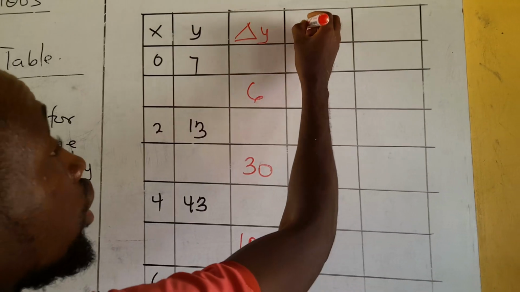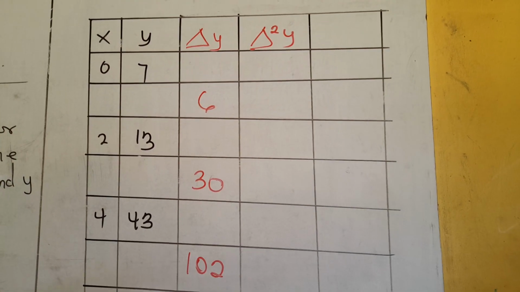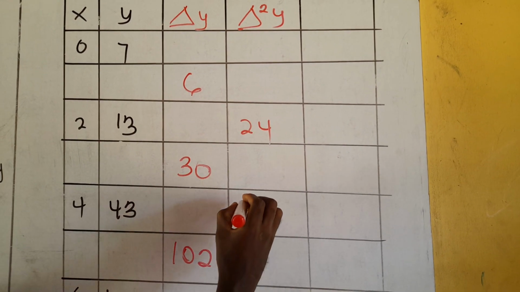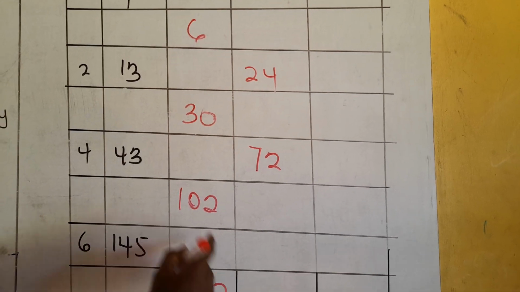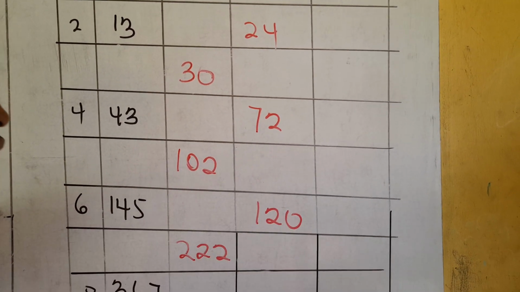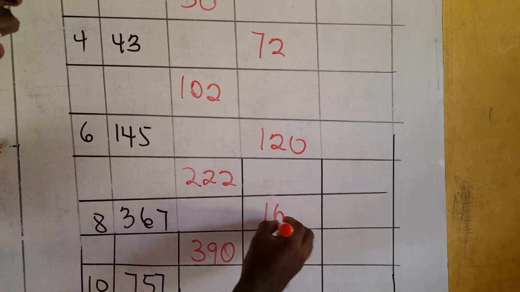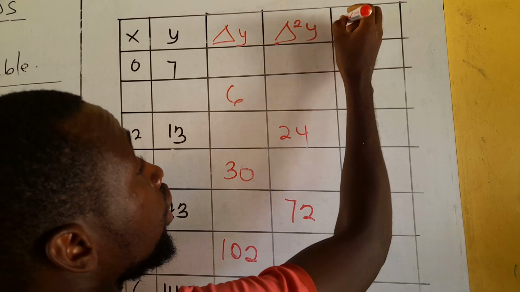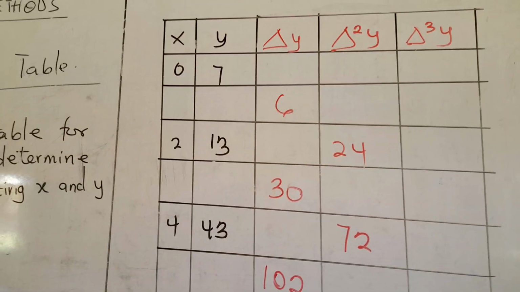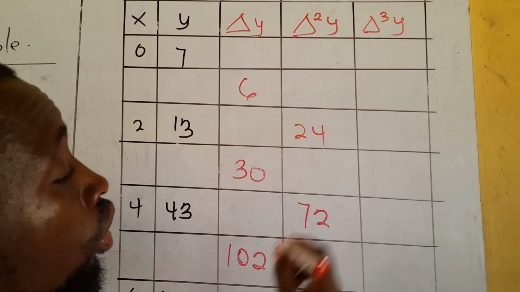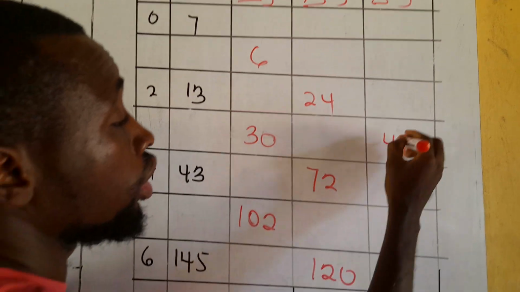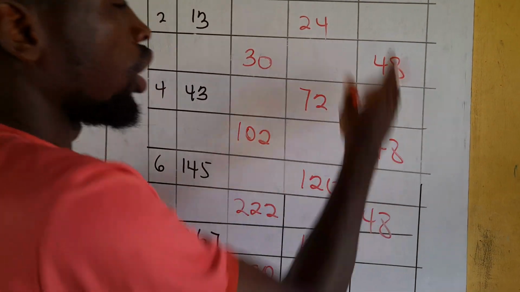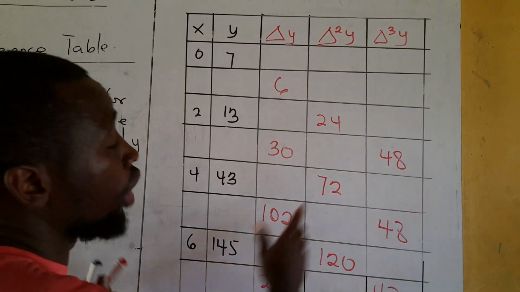So the second difference, which is del square y, will be 30 minus 6, that will be 24. Then 102 minus 30, that will be 72. Then 222 minus 102, that will be 120. Then 390 minus 222, that will be 168. So you can see that the second difference too does not produce a constant. So we find the third difference, which is del cube y. 72 minus 24 gives us 48. 120 minus 72 gives us 48. 168 minus 120 gives us 48. So you can see that they are now constant. So our polynomial function is of degree 3.